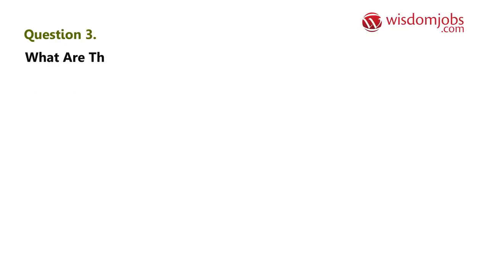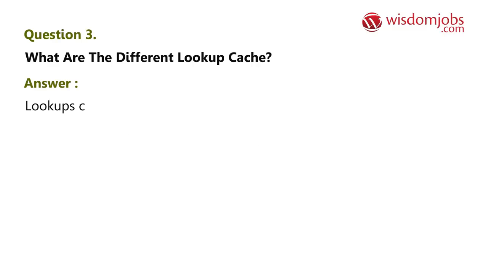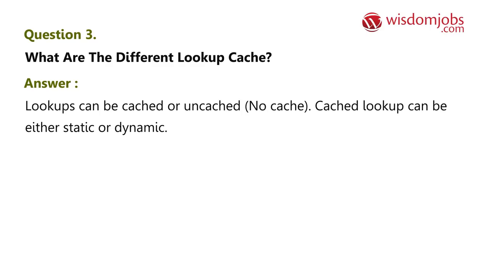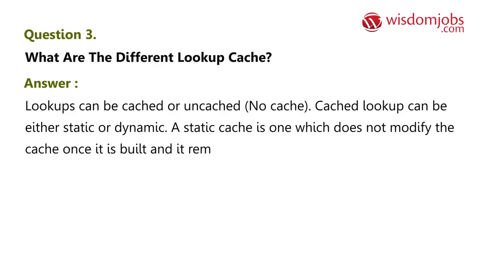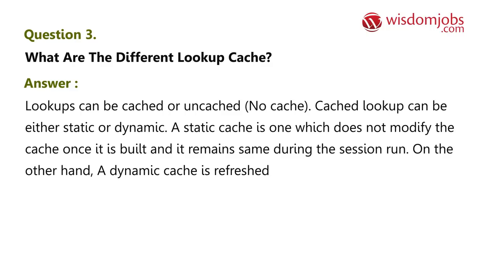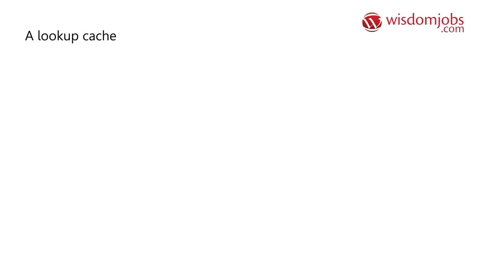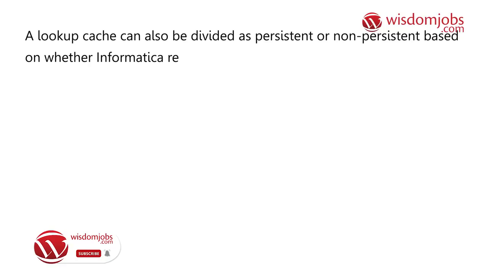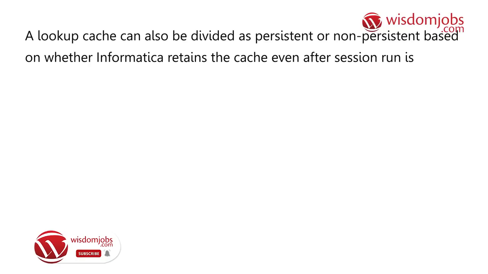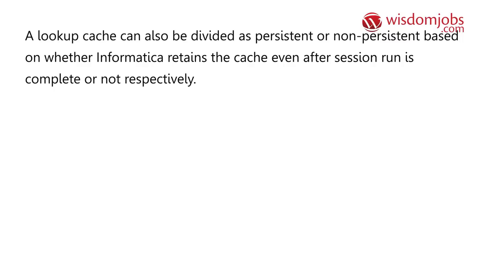Question 3. What are the different lookup caches? Answer. Lookups can be cached or uncached, no cache. Cached lookup can be either static or dynamic. A static cache is one which does not modify the cache once it is built and it remains the same during the session run. On the other hand, a dynamic cache is refreshed during the session run by inserting or updating the records in cache based on the incoming source data. A lookup cache can also be divided as persistent or non-persistent based on whether Informatica retains the cache even after the session run is complete or not, respectively.